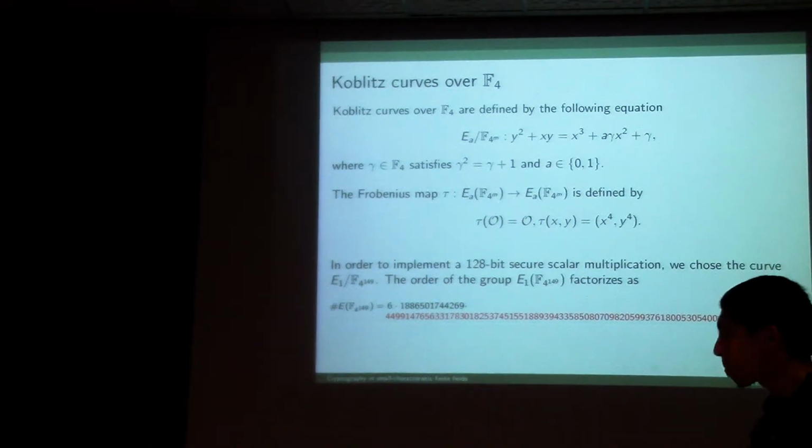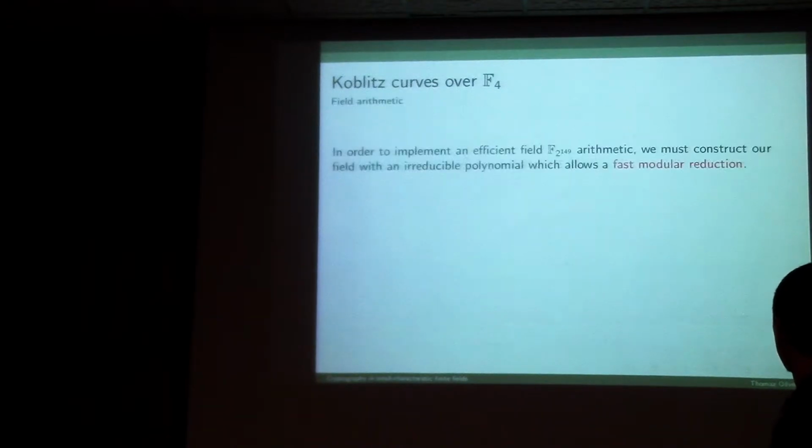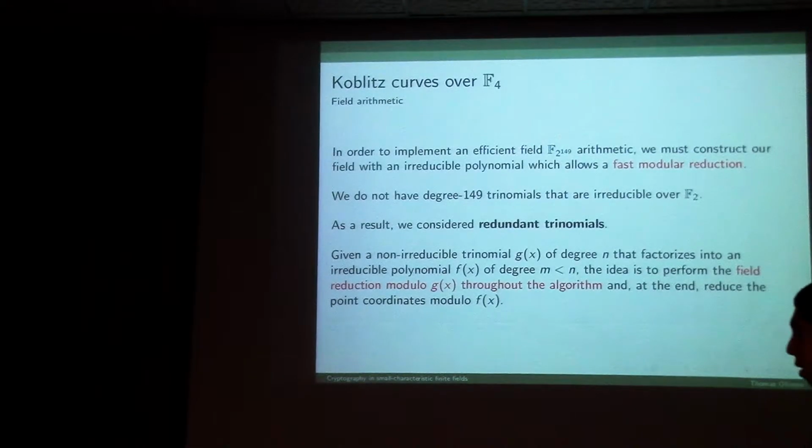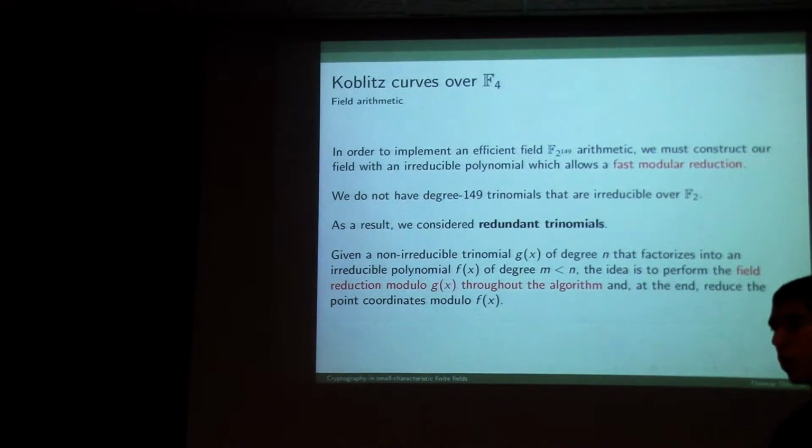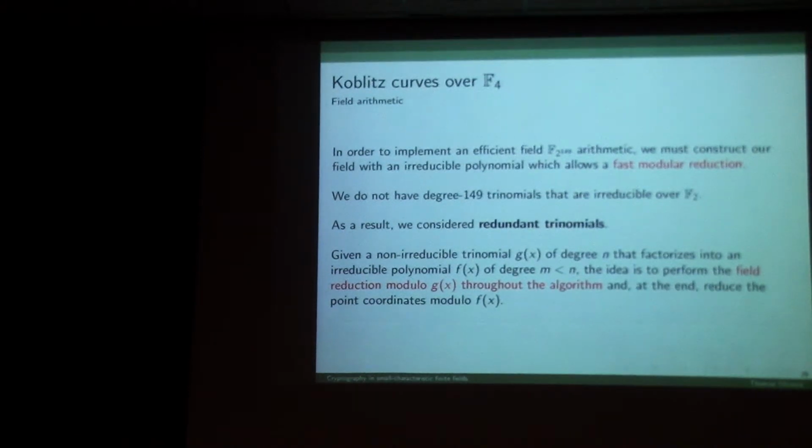I see. And now in slide number 25. No, it wasn't 25. Oh yes, here you don't have degree 149 trinomials that are reducible over F2. How is it that you don't have them? There are none at all? Or you couldn't find some trinomial?